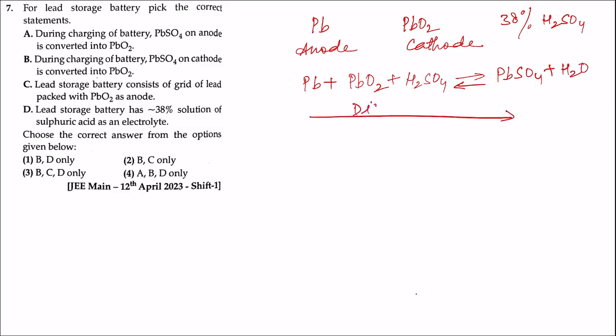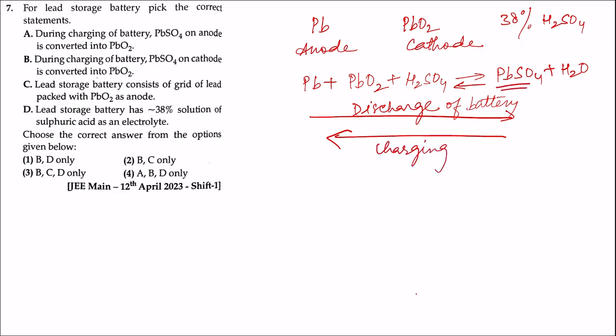During discharge, this forward reaction takes place. This is the reaction during discharge of the battery, or when the battery is in use, and the reverse reaction occurs during the charging of the battery. So in the reverse reaction, lead sulfate changes to lead at the anode and it changes to PbO2 at the cathode. So the first statement, during charging of battery, PbSO4 on anode is converted into PbO2. This is wrong because it is converted to lead. At anode it is converted to lead.